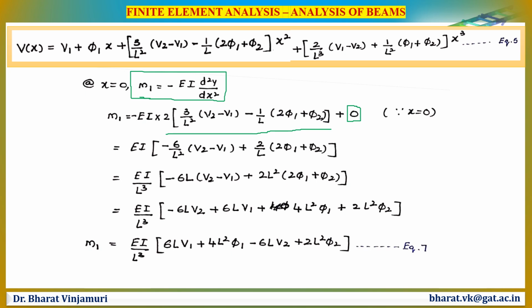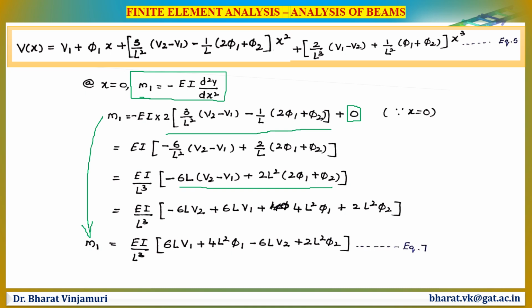A small mathematical simplification where the 2 is taken inside, minus 2 is taken inside. It becomes minus 6 by L square, v2 minus v1, plus minus 1 by L multiplied by minus 2, which gives plus 2 by L multiplied by 2 phi 1 plus phi 2. Similarly, taking 1 by L cube as common, the equation results, and on further simplification we open the brackets. This process is very lengthy, but it makes your procedure simple to understand. If you are very good in mathematics, you can write the final equation directly, but still remember the process, how the flow goes on.